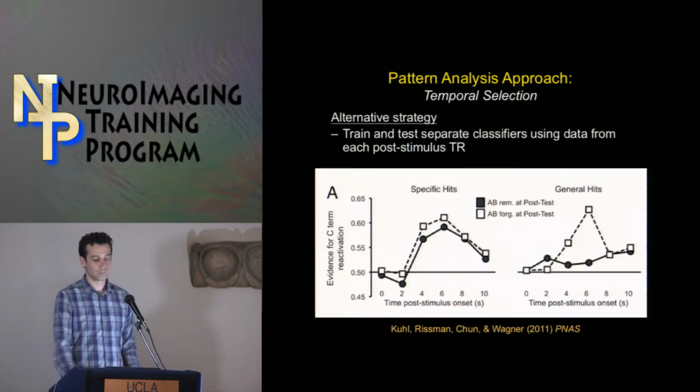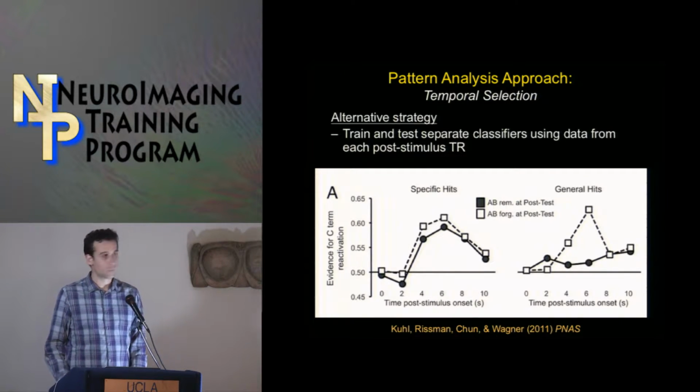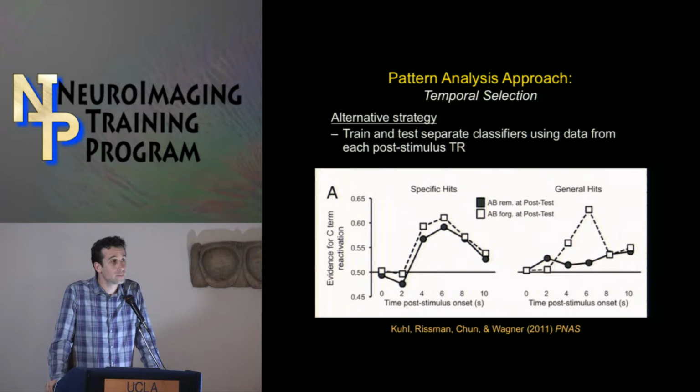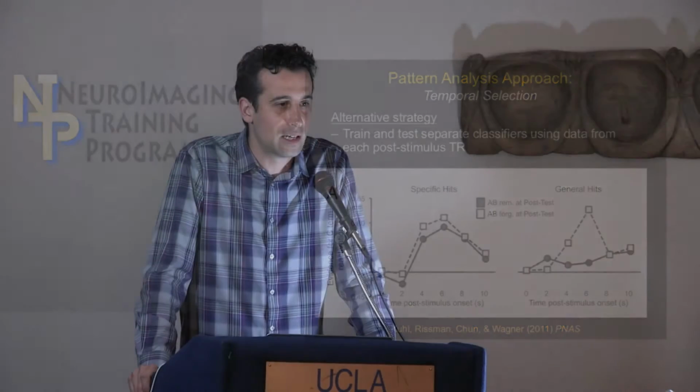Yeah. I'll repeat the question. Do you have a sense of, if you're doing a slow event-related design, how long the minimum intertrial interval should be so that I can be confident that I could just chop up the data and pick individual TRs?